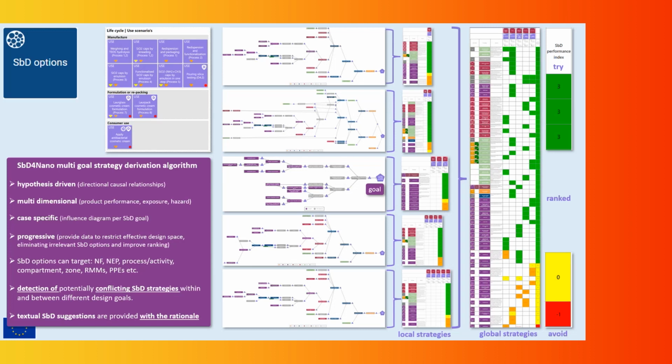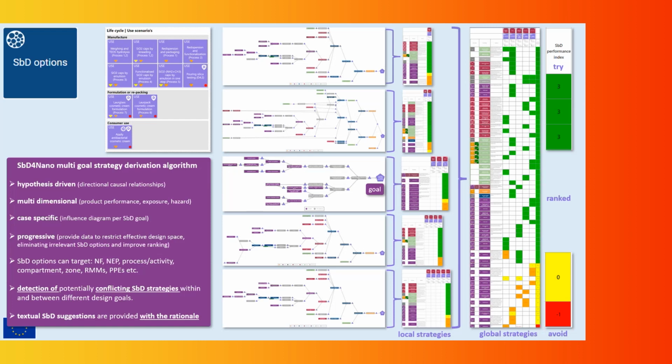So can we remember, I showed the life cycle, the use scenarios here, and then here, the indications of this capital D. You can also see here an icon that there's a technical function involved. These indicate that there are design goals, and we can see them here at the top, different design goals. We have developed an algorithm which is hypothesis-driven. So it's basically saying, what are the causal relationships between one feature and another? If one goes up, do we expect the other one also to go up or the opposite way? It's multidimensional. We want to consider product performance, exposure, hazard, et cetera.